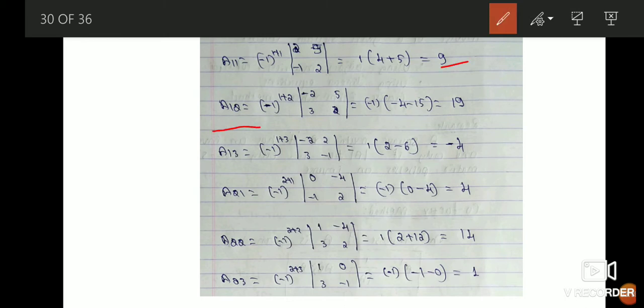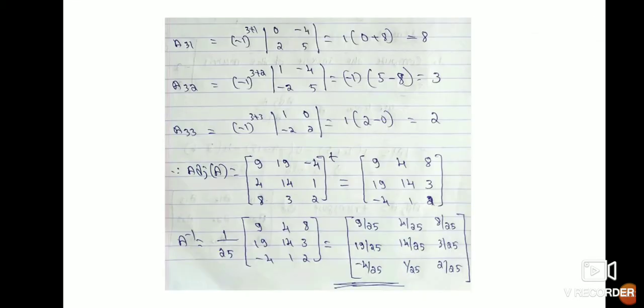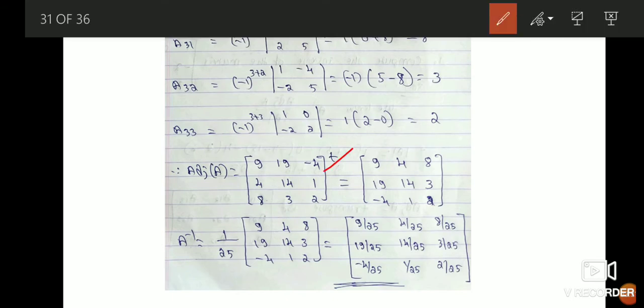Similarly A12, that is minus 1 to the power i plus j, minus 1 to the power 1 plus 2, then after removing the first row and second column we have the remaining elements, and this is the cofactor element. Similarly we can calculate the other 7 cofactor elements, so the total 9 cofactor elements are like this. Then obtain the transpose of that matrix, and this is the adjoint of A.